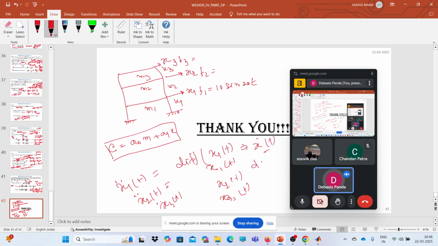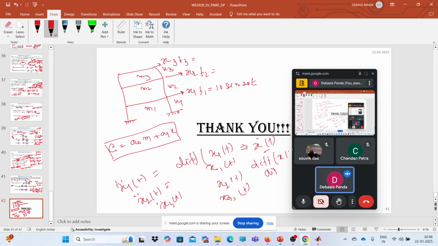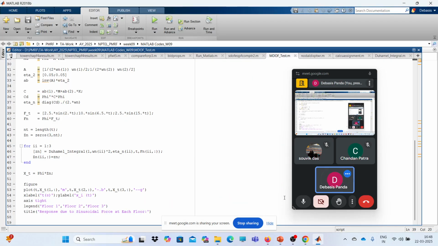Again, you use double diff command with that, or just diff of x of t. You will get x double dot of t. You can do the exercise and check how the responses will look.